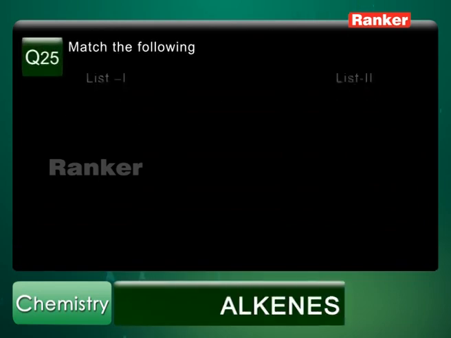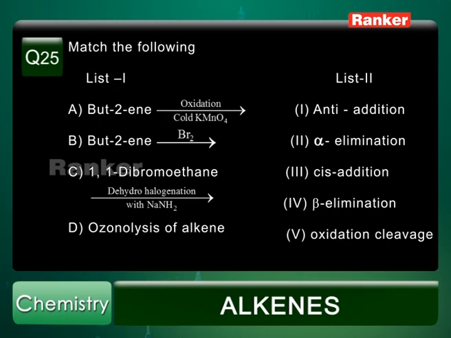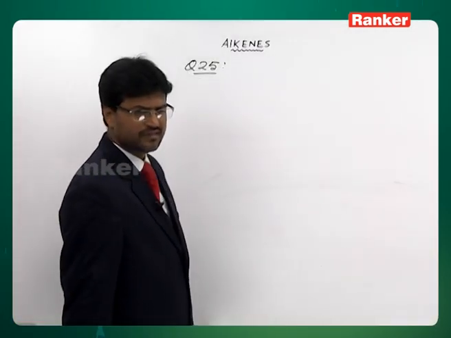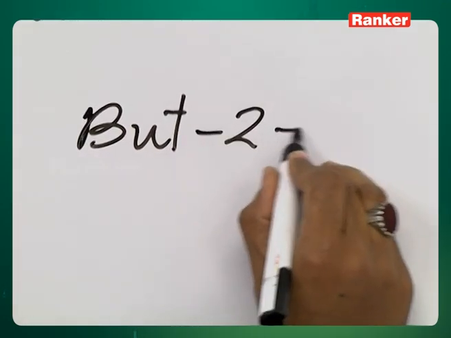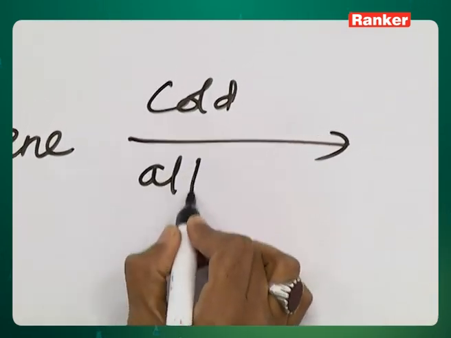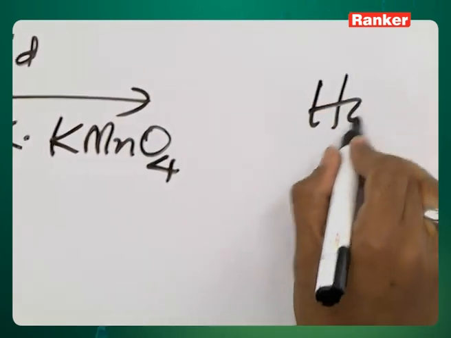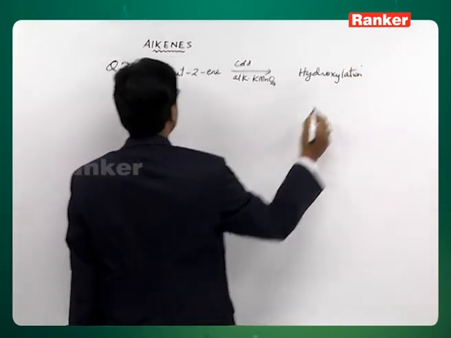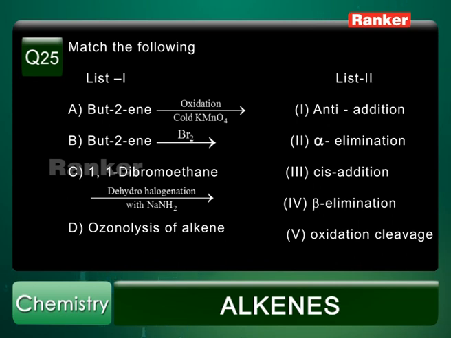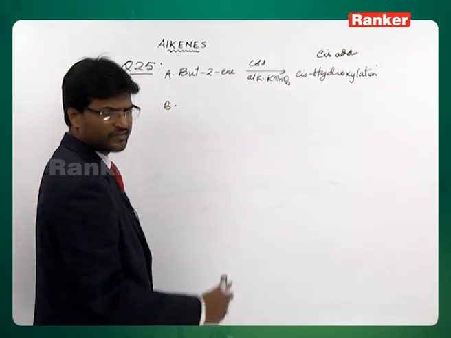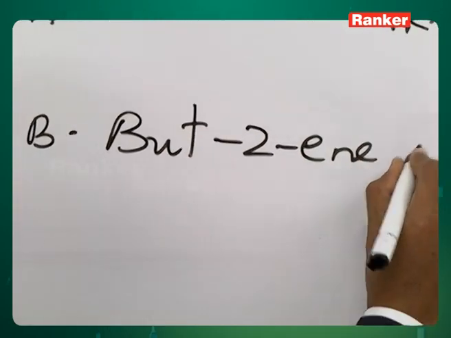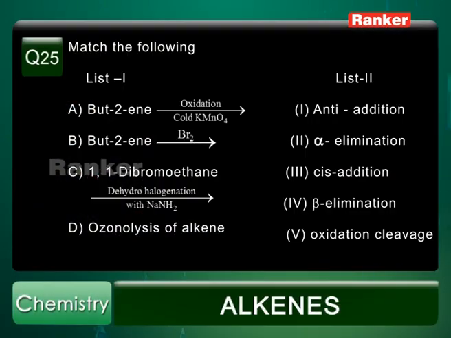Question number 25. Here also some reactions are given and you need to identify the type of change taking place in each case. Butene is subjected to oxidation with cold alkaline KMnO4. This is a case of hydroxylation. So, A should be matched with cis addition because it is a case of cis hydroxylation. B, this time butene is being treated with bromine. So, bromine gets added across the double bond and it is a case of anti-addition. So, this should be matched with anti-addition of bromine.